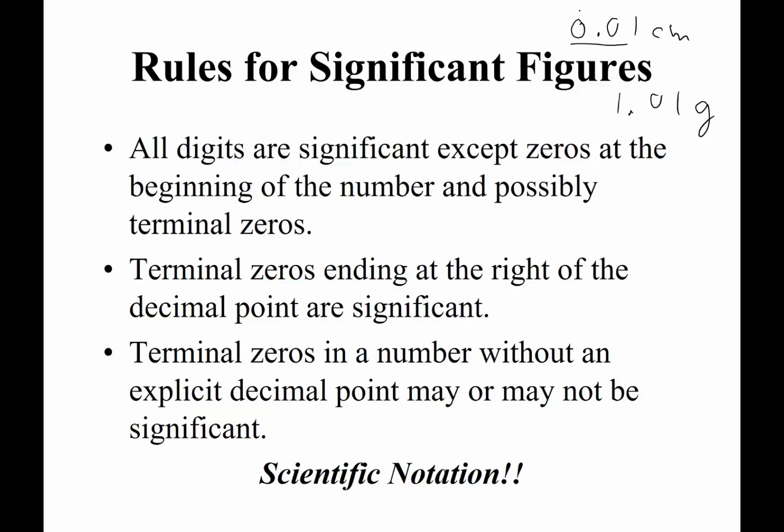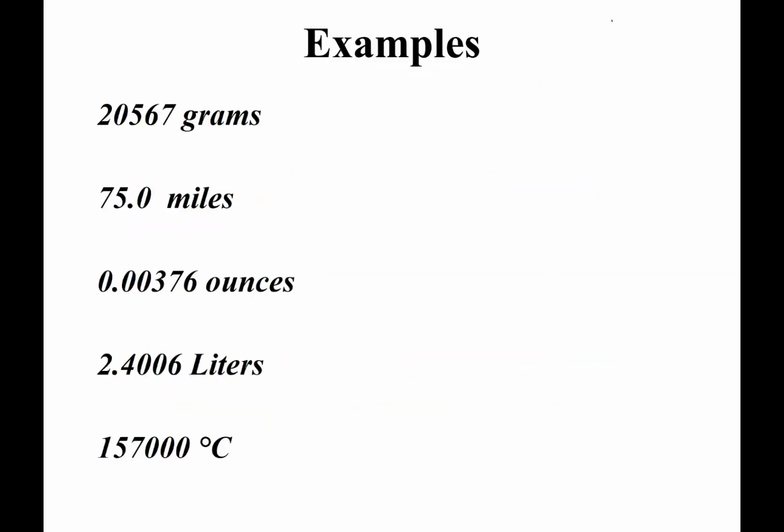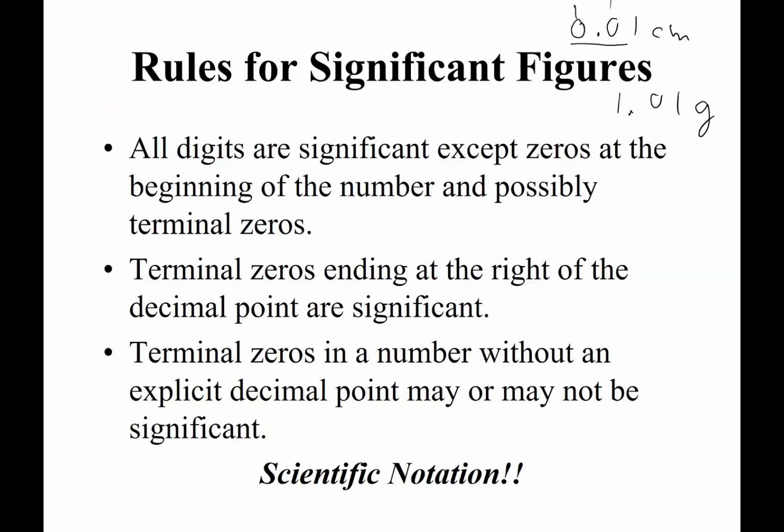Here are zeros at the beginning of the number. The first nonzero number is 1. That's that example. Terminal zeros ending at the right of a decimal point are significant. There's more to it: you have to have a number, a decimal, and then a 0, and that makes that 0 significant, even if there wasn't another number there. Terminal zeros in a number without an explicit decimal point may or may not be significant.